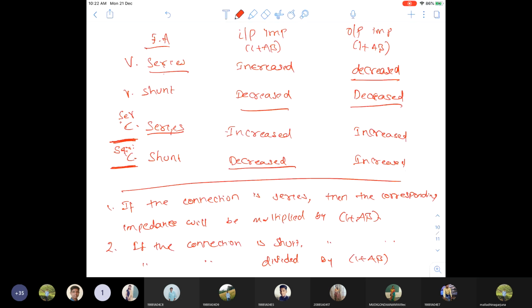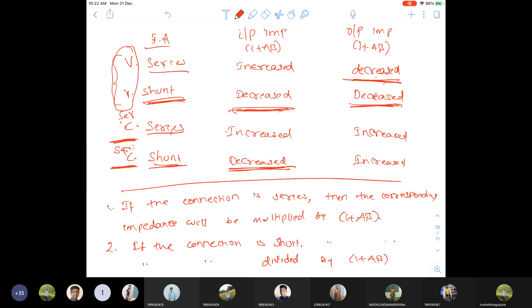Now look at this. Decreased here, decreased here. The input is decreased. Why? Because the input connection is shunt. In two cases there are shunt connections, so the input impedance is decreased. And coming to this output impedance, this is decreased. Why? Because the output is voltage in these two cases. The voltage is the sampling, and sampling will be constant. That is, voltage will be constant in a shunt connection only.